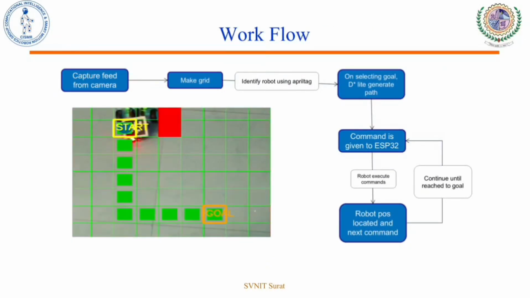So here's the workflow of our whole project. The camera captures the feed, converts it into a grid using OpenCV, and identifies the robot using AprilTag. On selecting the goal, D* Lite generates the path. The command is given to the ESP32. The robot drivers execute the command, and the robot position is located in the next frame to see if it has been updated or not, and then corresponding commands are given again until the goal is reached.